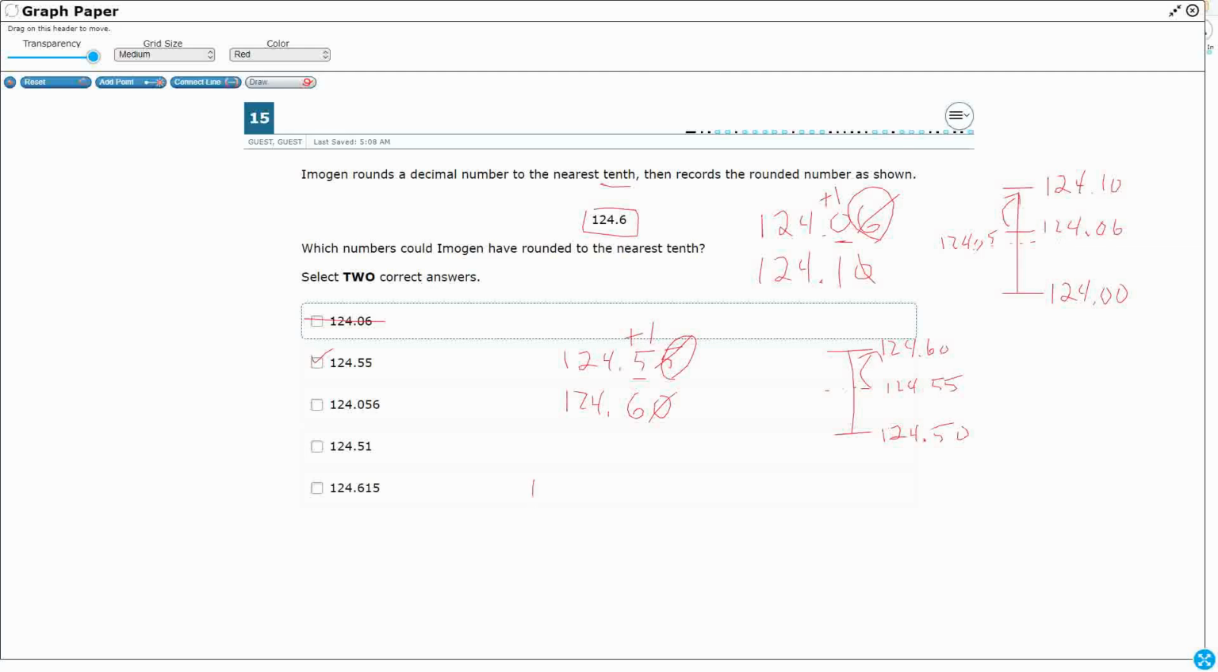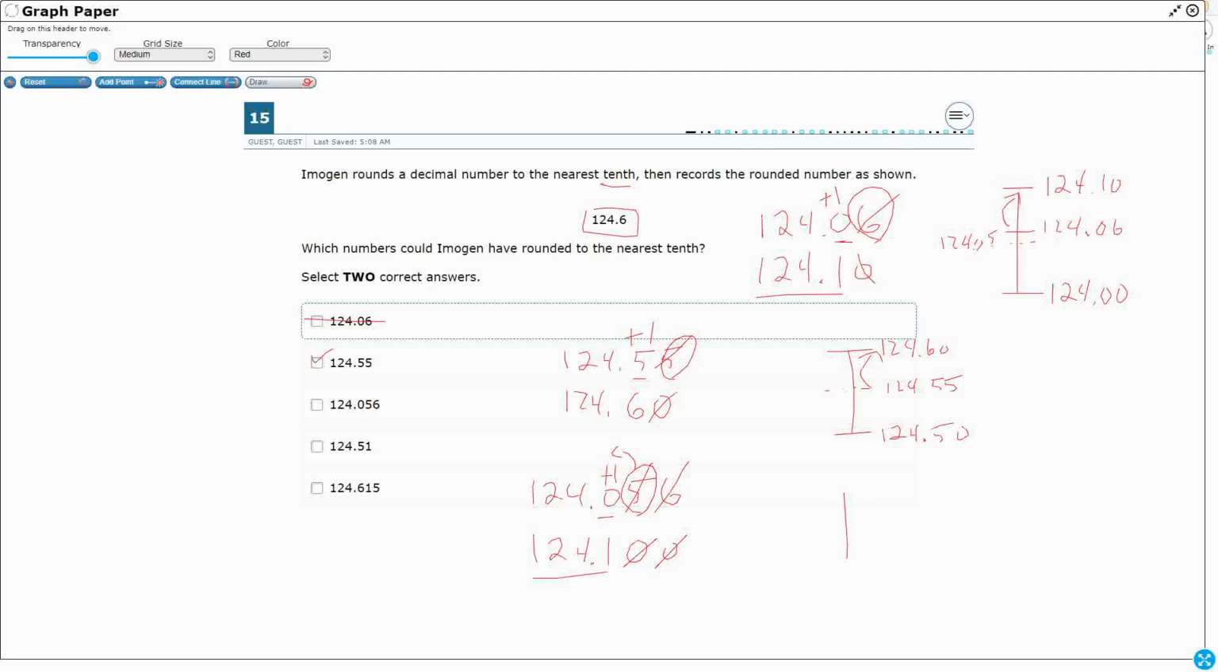So let's look at 124.056, tenths place, looking right next door. That is five and up. It's going to make that go up one. That goes away. Anything after the number you're rounding to, if it becomes a zero, you drop. So this also is going to turn into a 124.1, which is not what we need, right?